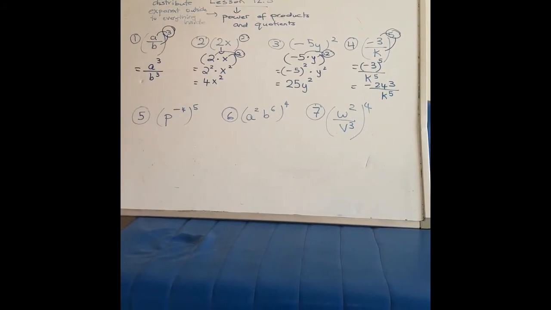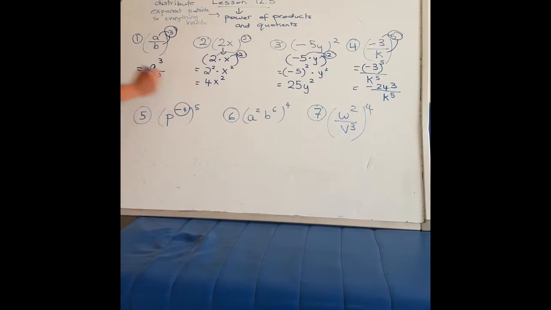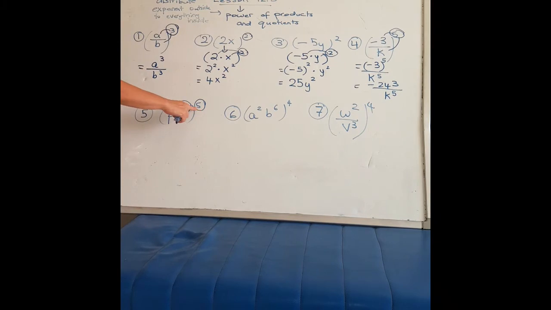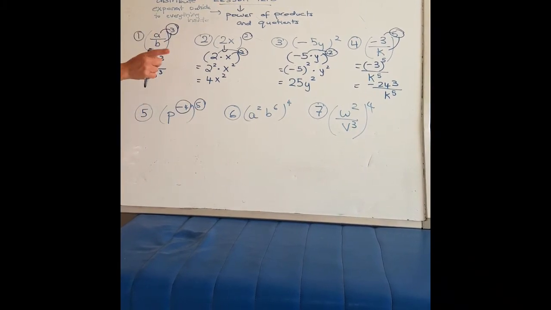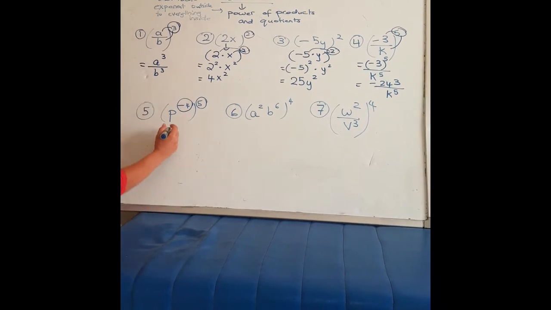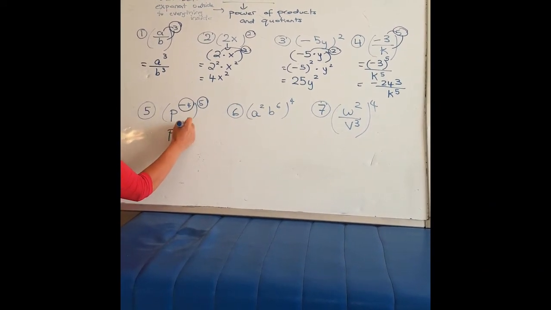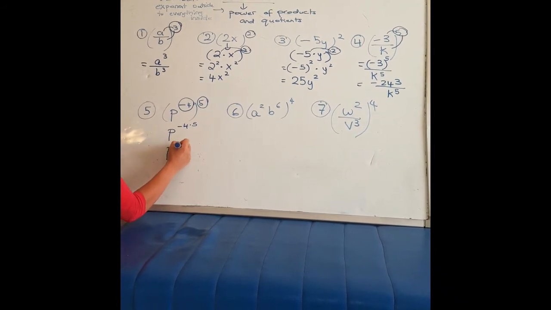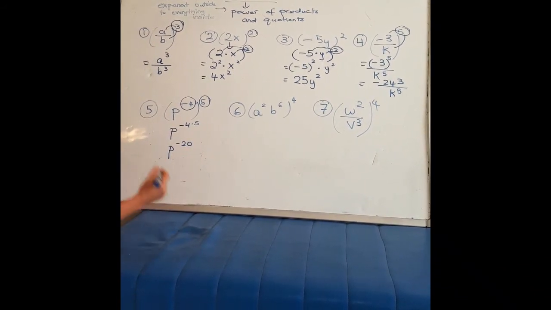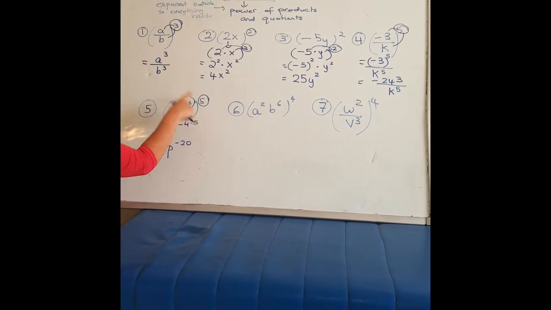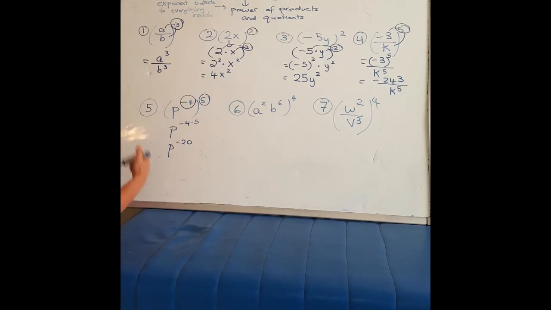The fifth example is I have an exponent inside, an exponent outside. What do I do? I multiply them. Only when you have a parenthesis, you multiply your exponents. So it's p to the minus 4 times 5, so it's p to the negative 20. Only when you have exponents inside and exponents outside your parentheses, your rule is multiplying.